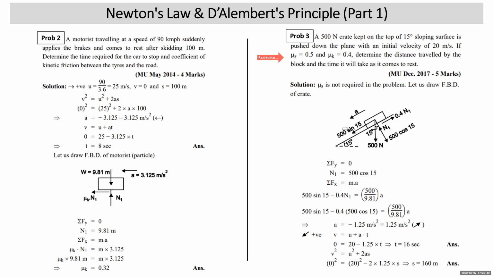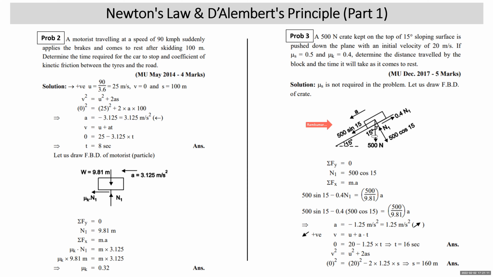Well, students, we draw the free body diagram of the crate. Weight will be vertically down, that is 500 Newton. Normal reaction will be towards the body. All right. Motion is down the plane. Acceleration is also down the plane. As motion is down the plane, friction is up the plane, 0.4 N1. Mu k is 0.4. Right. We are considering motion, so we take mu k N1.